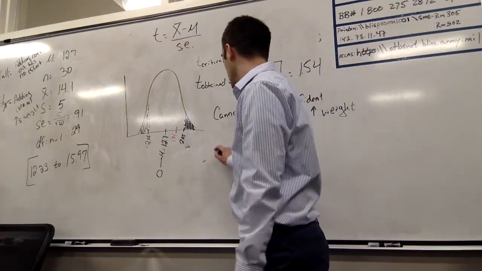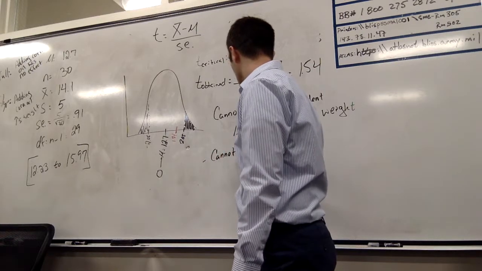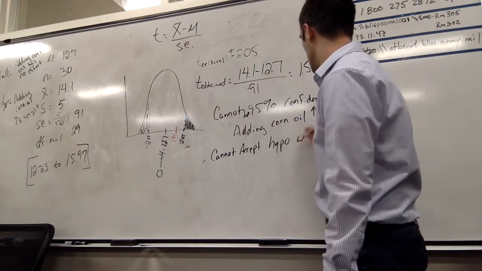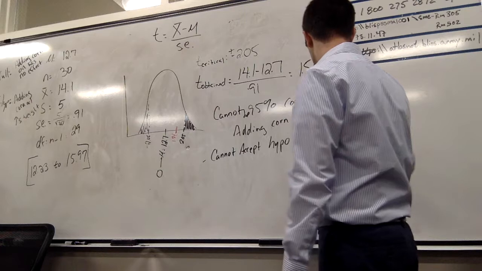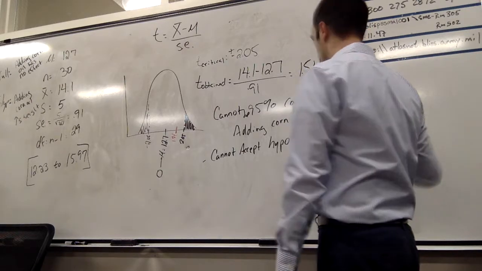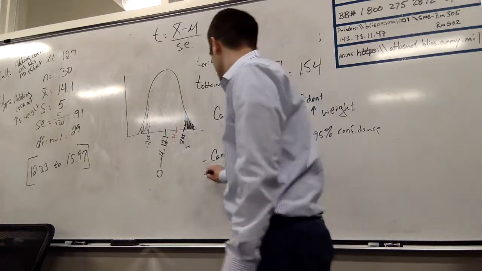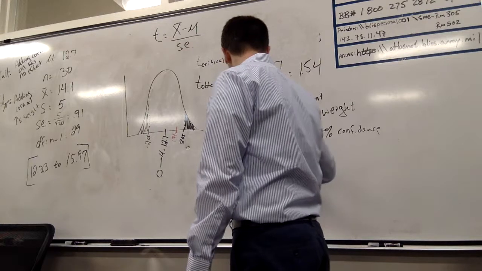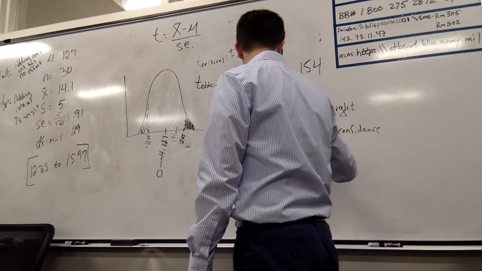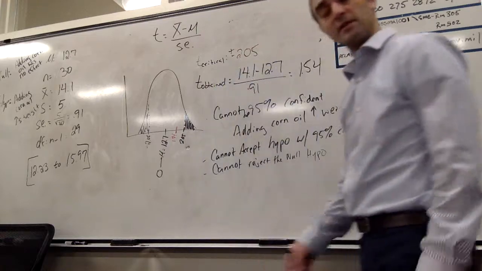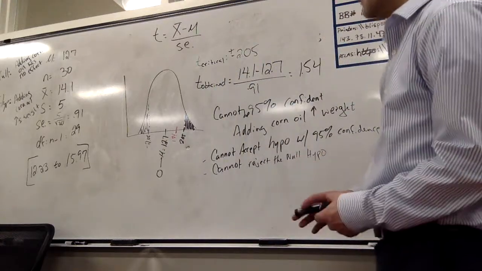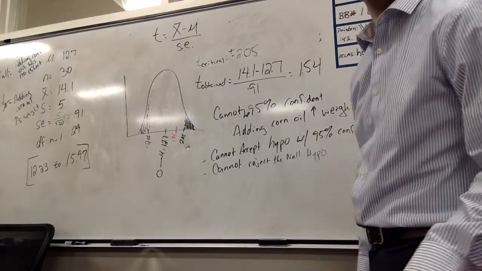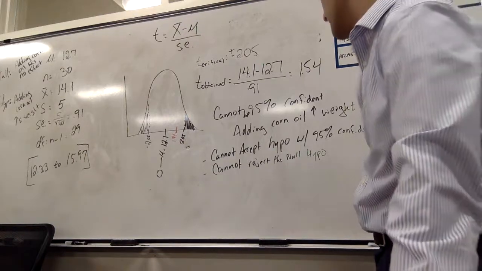So we cannot accept our hypothesis with 95% confidence. Which, in research design, you may have heard, cannot reject the null hypothesis. So ultimately, your research hypothesis that adding corn oil increases weight is not found to have any support at the 95% level.